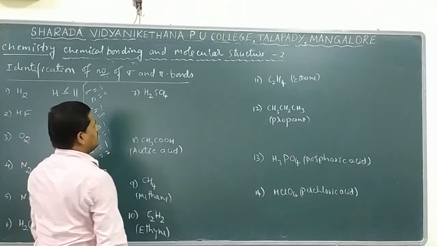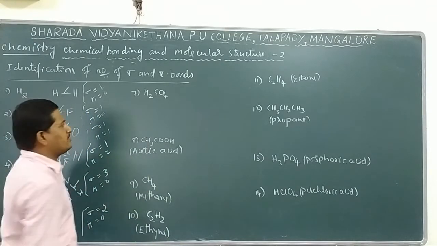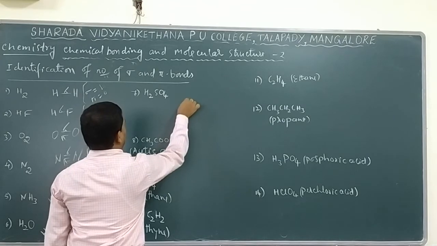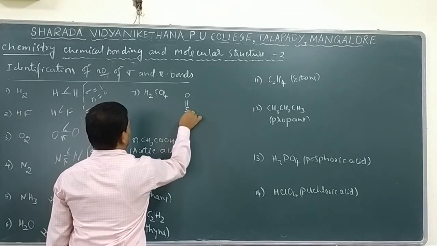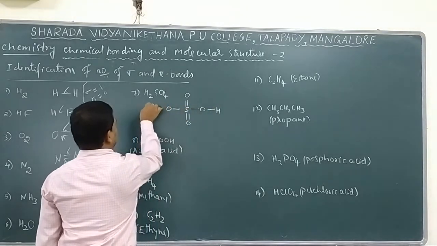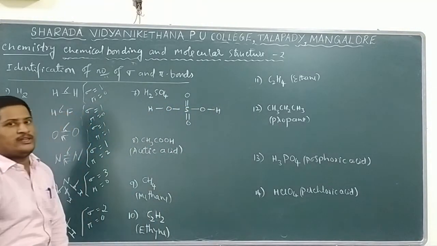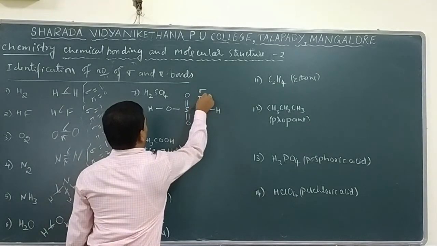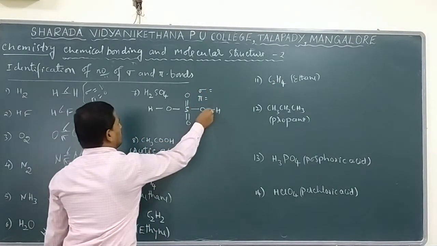For sulfuric acid, we have to remember that the sulfur atom is the central atom. Here there is a double bond O, and there is one more double bond O. Here one OH, and here one OH is there. This is the structure of sulfuric acid. If you find the number of sigma bonds as well as the number of pi bonds, how many sigma bonds are there? Look at that.